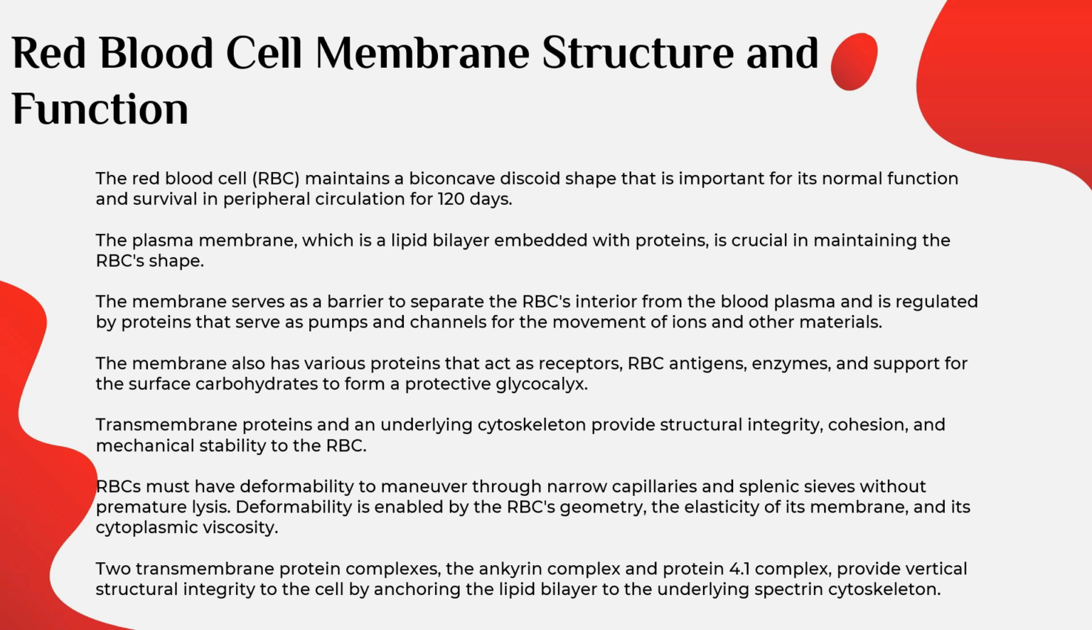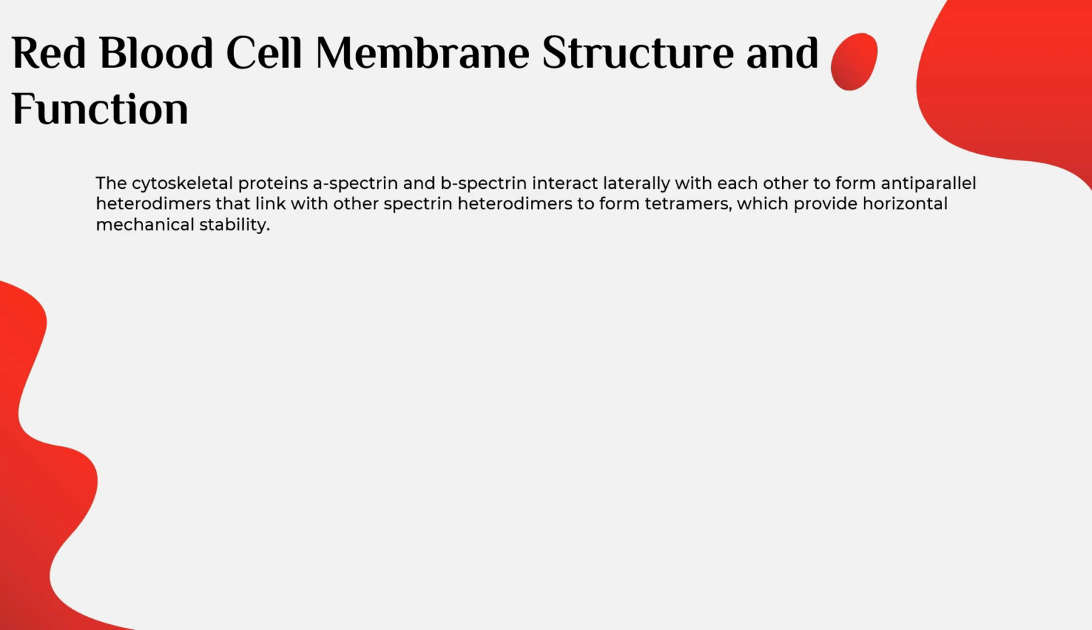Two transmembrane protein complexes, the ankyrin complex and protein 4.1 complex, provide vertical structural integrity to the cell by anchoring the lipid bilayer to the underlying spectrin cytoskeleton. The cytoskeletal proteins alpha spectrin and beta spectrin interact laterally with each other to form antiparallel heterodimers that link with other spectrin heterodimers to form tetramers, which provide horizontal mechanical stability.